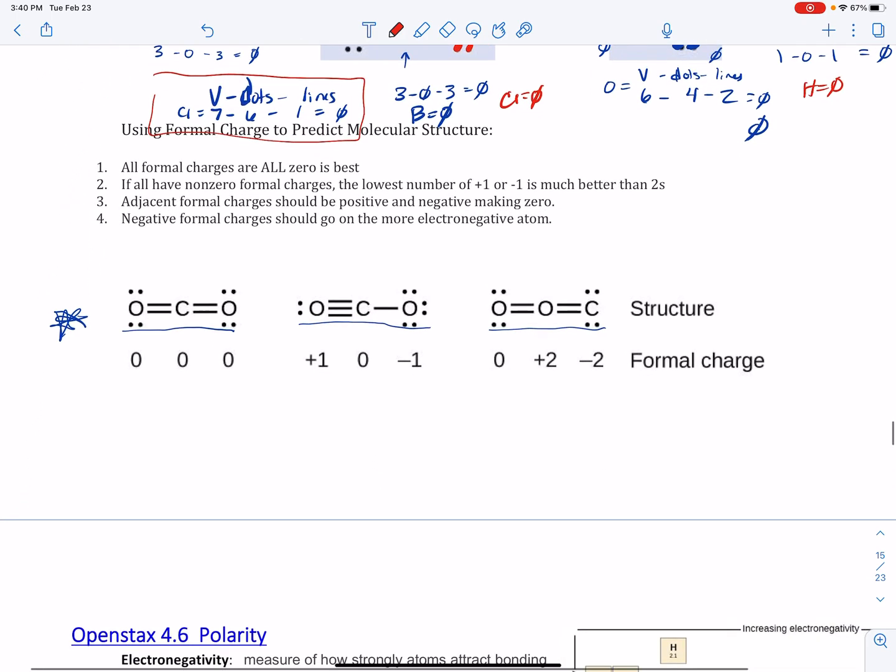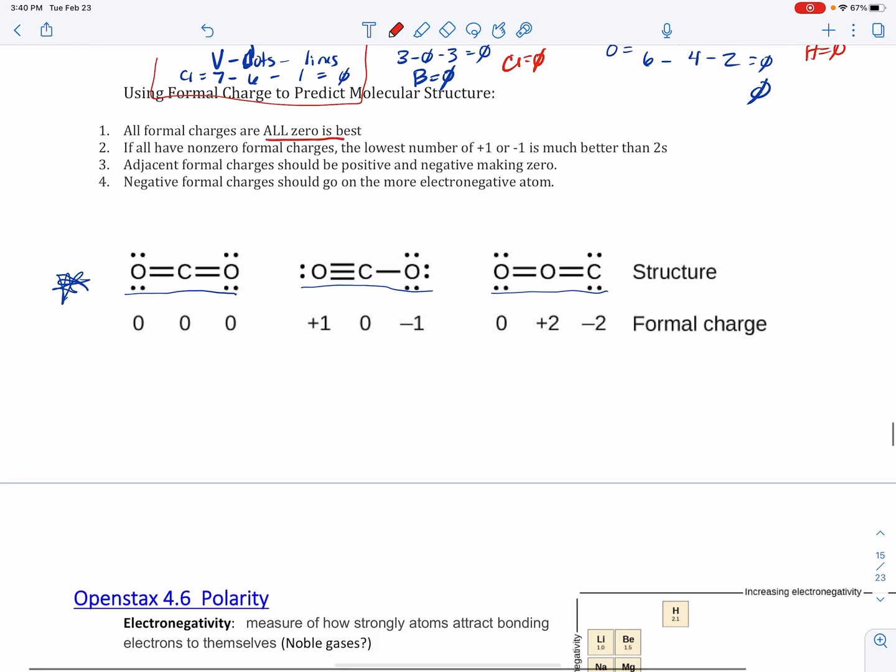So here's the rules behind the formal charges. All zeros is best. That's your goal. That's what you want to happen. It doesn't always happen. Second step, if you have all of them being non-zeros, the lowest number of a +1 or a -1 is much better than having 2s or 3s.